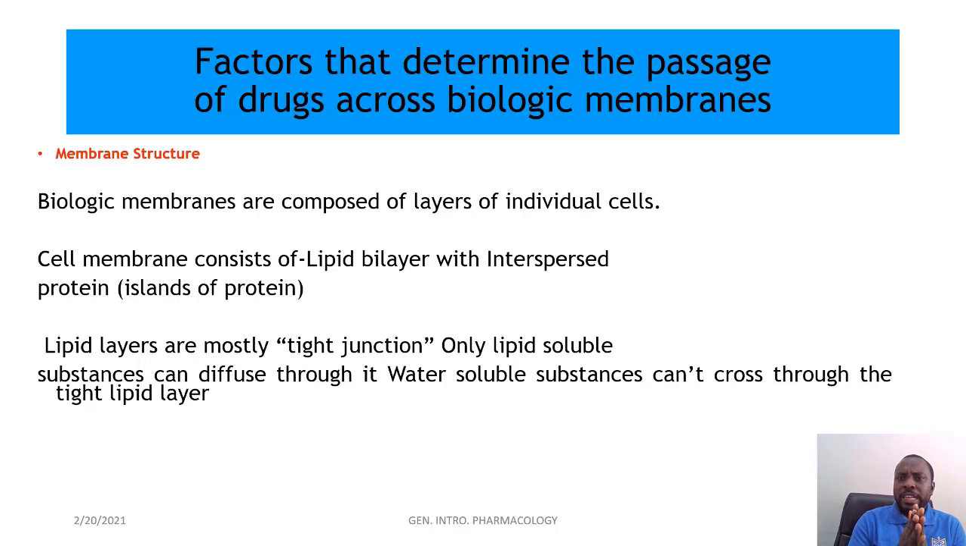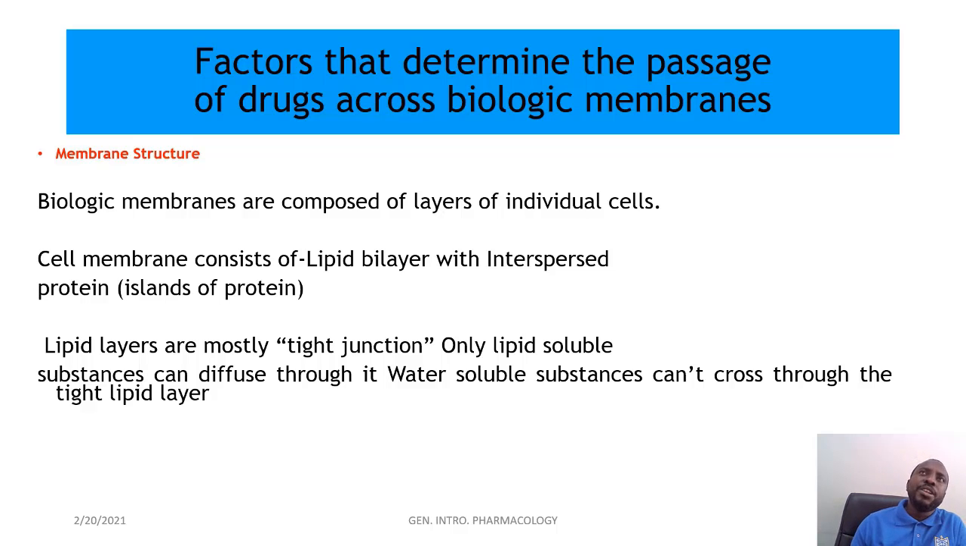So we are going to look at factors that determine the passage of drug across biological membranes. What are some of the factors that affect how a drug passes through cell membranes? The first thing that we are going to look at is the membrane structure.